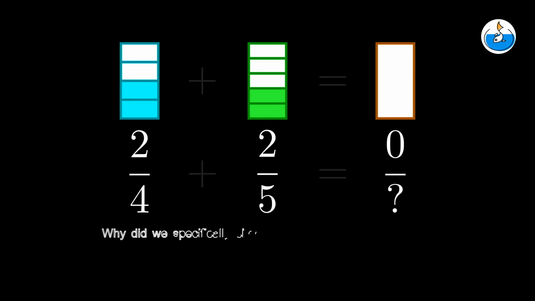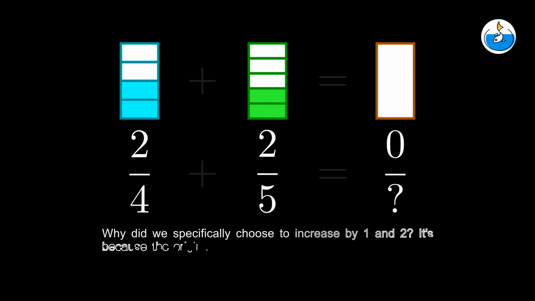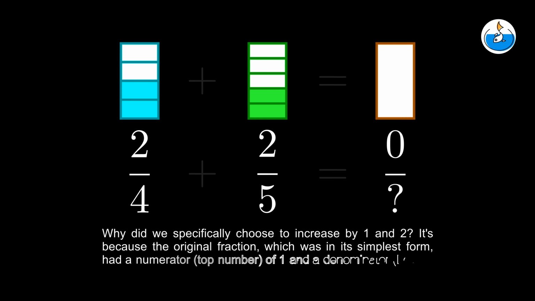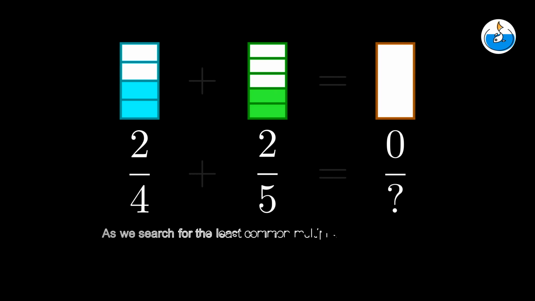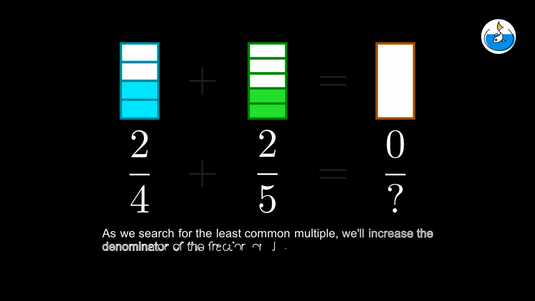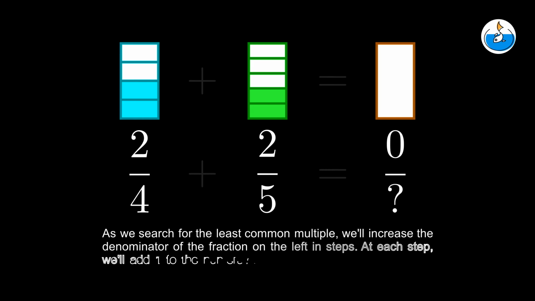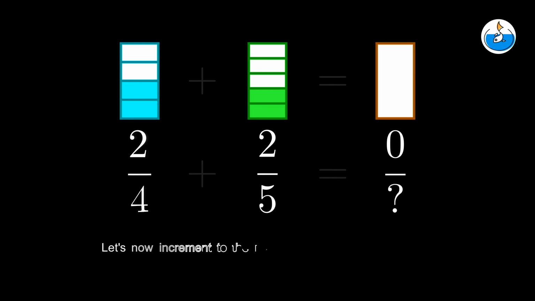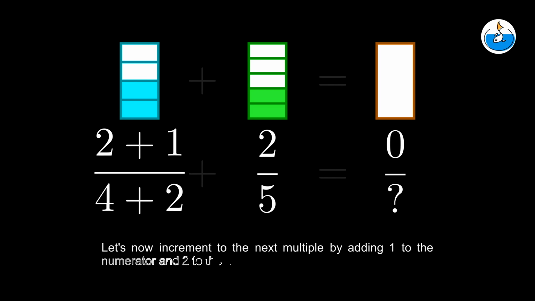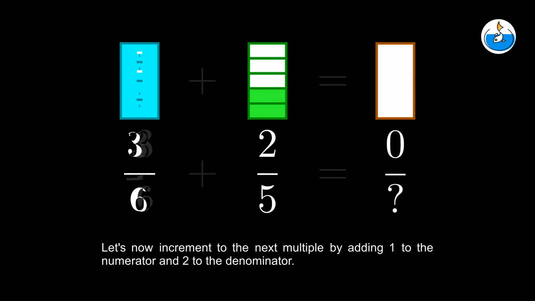Why did we specifically choose to increase by 1 and 2? It's because the original fraction, which was in its simplest form, had a numerator, top number, of 1 and a denominator, bottom number, of 2. As we search for the least common multiple, we'll increase the denominator of the fraction on the left in steps. At each step, we'll add 1 to the numerator and 2 to the denominator, thus ensuring we maintain the fraction's equivalence. Let's now increment to the next multiple by adding 1 to the numerator and 2 to the denominator.